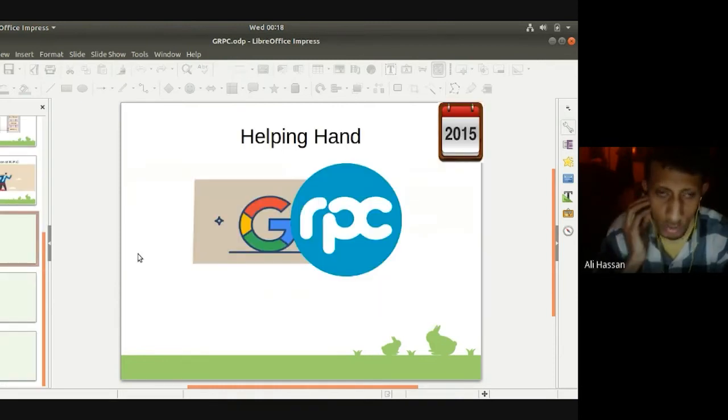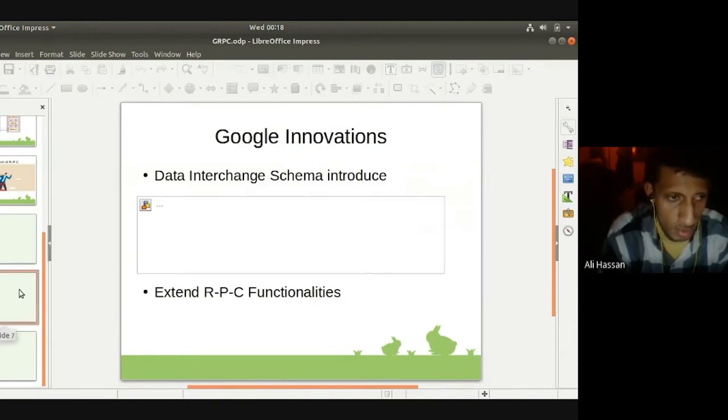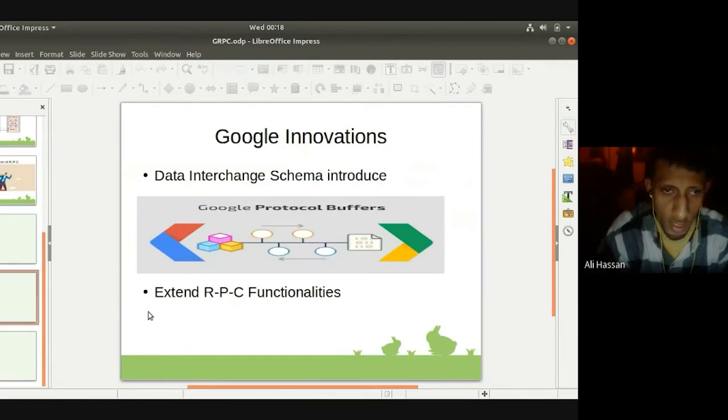Google, after 2000, between 2015, joined RPC and helped innovate some things in RPC frameworks. Two things were extended. Google introduced a data interchange schema called protobuf. Before 2015, most developers used JSON schemas. JSON schemas are too complex and hard to manage in code.